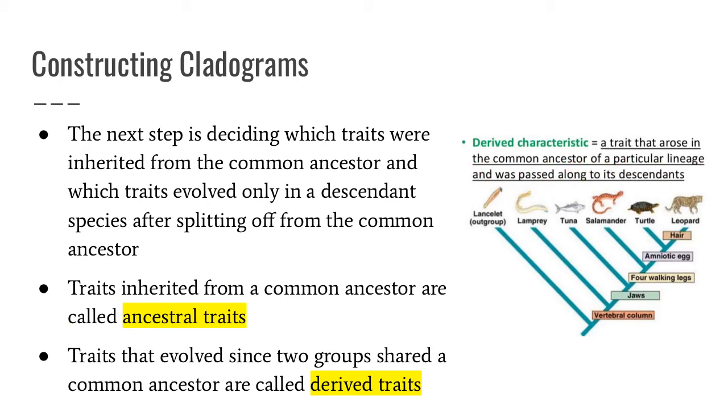So when we look here, again, we have our lancelet on the bottom, and then we have our leopard all the way up at the top. The leopard has hair, an amniotic egg, 4 walking legs, jaws, and a vertebral column. So all of those traits are something that the leopard has. The turtle has all of those traits, but it does not have hair, so it has one less, which is why it's branched off. Salamanders only have 4 walking legs, jaws, and a column.